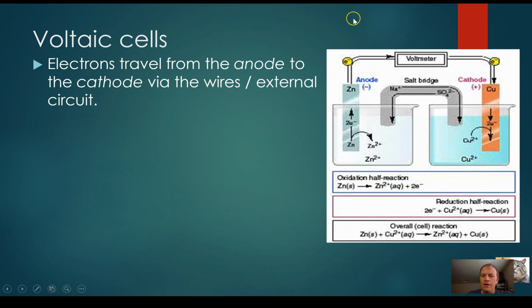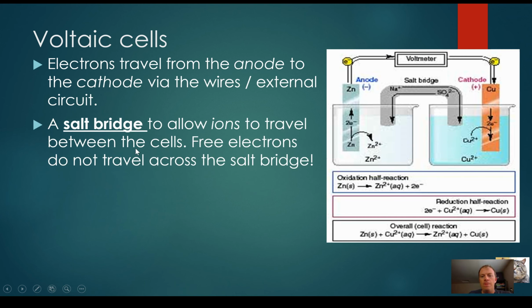Electrons, we need to kind of know what's happening with the charges and where they're going. Electrons travel from anode to cathode. That's where they start. They start at the anode, they go to the cathode, and they travel through the wires. That's how they get there. Voltaic cells require a salt bridge. That's this thing right here. And electrons do not travel across those. What travels across those are the ions, the positive and negative ions, the cations and the anions.